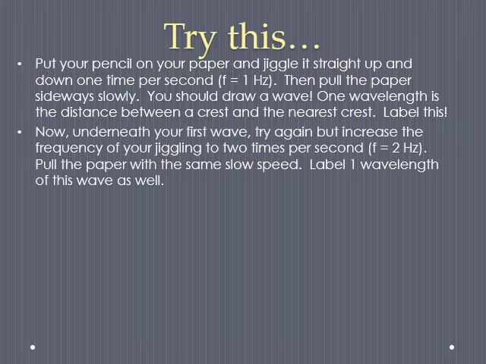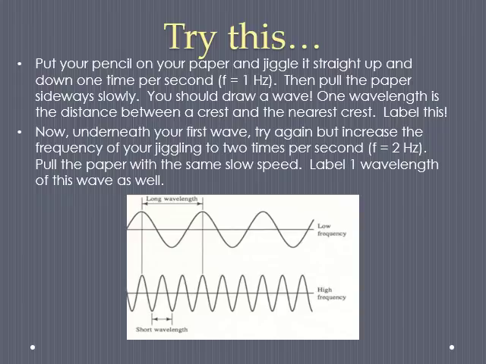Now, let's try changing one of the wave variables and see how the wave that we draw has changed. So in the space underneath your first wave, do the same thing, except this time increase the frequency of your jiggling to 2 times per second. So put your pencil down and start jiggling 1 2 1 2 1 2 1 2 1 2, and then pull the paper at the same slow speed that you pulled earlier. With your new wave, you should also be able to label one wavelength on the wave that you've drawn. Hopefully your drawing looks sort of like this picture shown below.